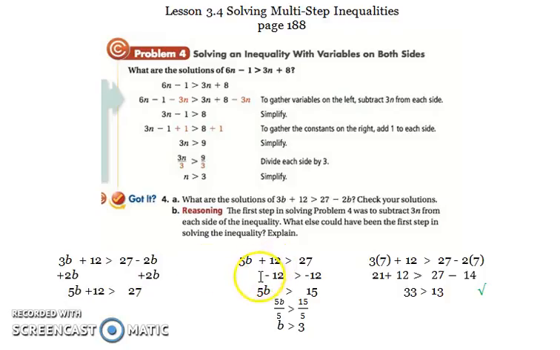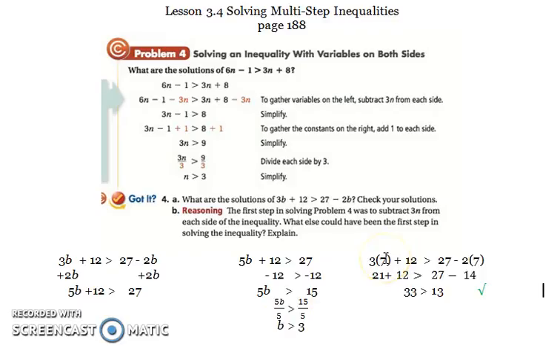Okay? Then we're going to subtract the 12. So 27 minus 12 is 15. And that leaves 5b on this side. Divide by the 5. So 5 over 5 is 1b, and 15 over 5 is 3. So with b being greater than 3, we got to check our solution. So all you have to do is pick any number bigger than 3.